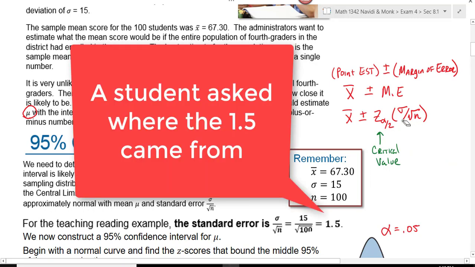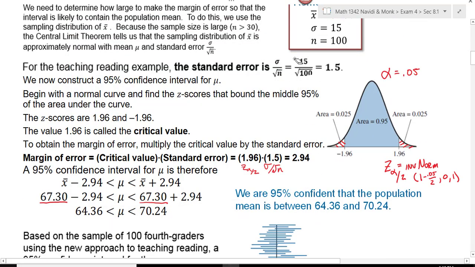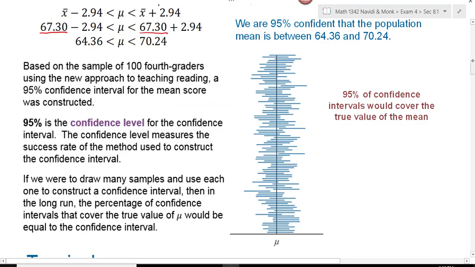Where did you get the 1.5 that you're multiplying by? Sigma divided by the square root of n, and we were told in the problem sigma was 15, the population standard deviation. There were 100 students, the square root of 100 is 10, 15 divided by 10 is 1.5. Now, based on the sample of the 100 fourth graders, this is our 95% confidence interval right here. So 95% is the confidence level for the confidence interval. It's our confidence in the process of actually capturing what that population mean is.